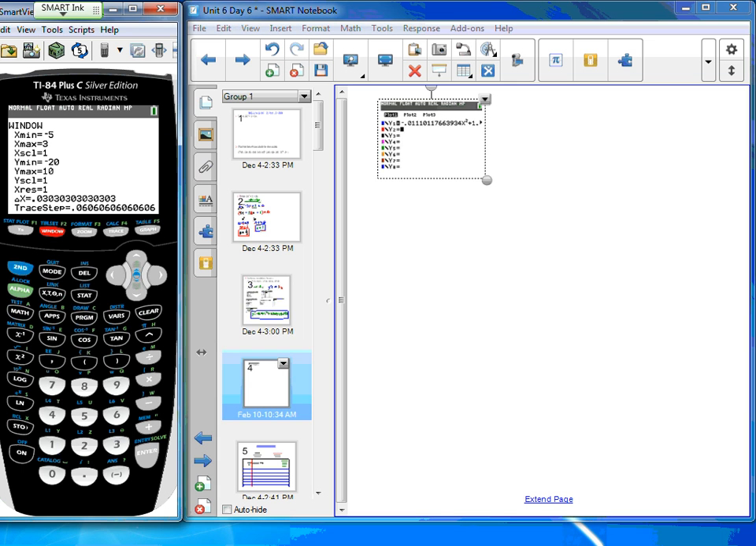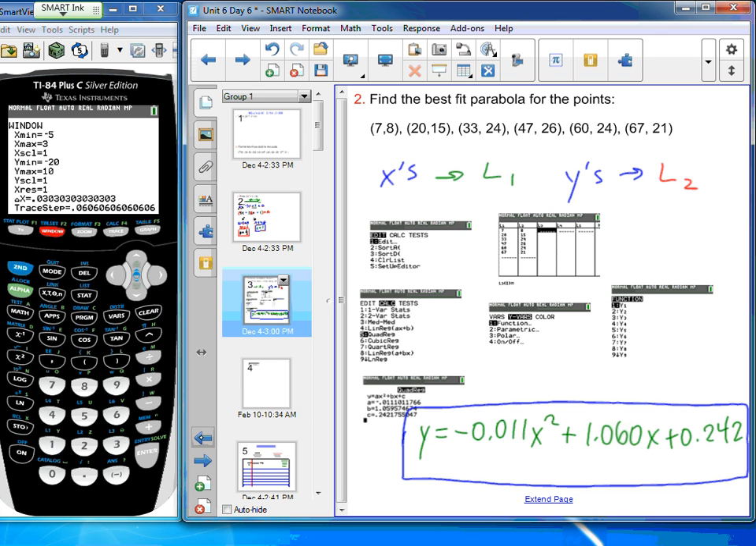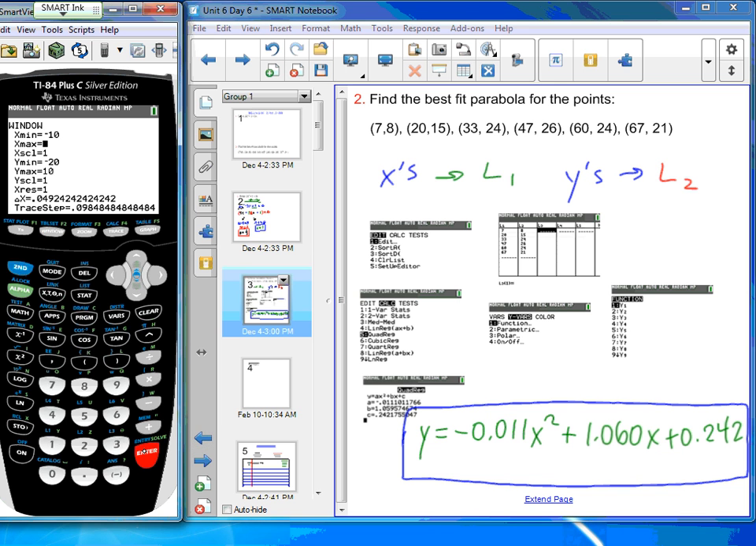And so to do that, I'll consider the values of my initial points. It looks like my x's span from 7 to 67, so I want to go past on either side. I'm going to go maybe negative 10 to 80. I want to go past on either side so I get a good window. So I'm going to go ahead and do negative 10 for my x min and 80 for my x max. I don't know if that's going to be a good window, but I'm going to try, and I'll manually adjust it later if needed to.